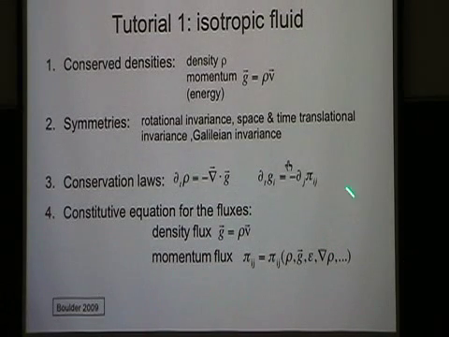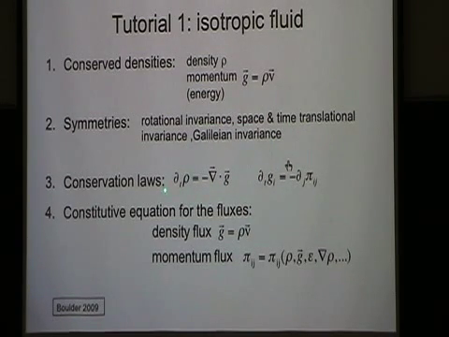So for a simple fluid, the conserved densities are density, momentum, and energy density, but let's just consider isothermal processes, which is even simpler. I'm not going to look at variations of energy, only density and momentum. What are the symmetries of a simple fluid? Well, of course, rotational invariance, space and time translational invariance, and an important one, Galilean invariance. The equation must look the same in frames that are moving with respect to each other with a constant velocity.